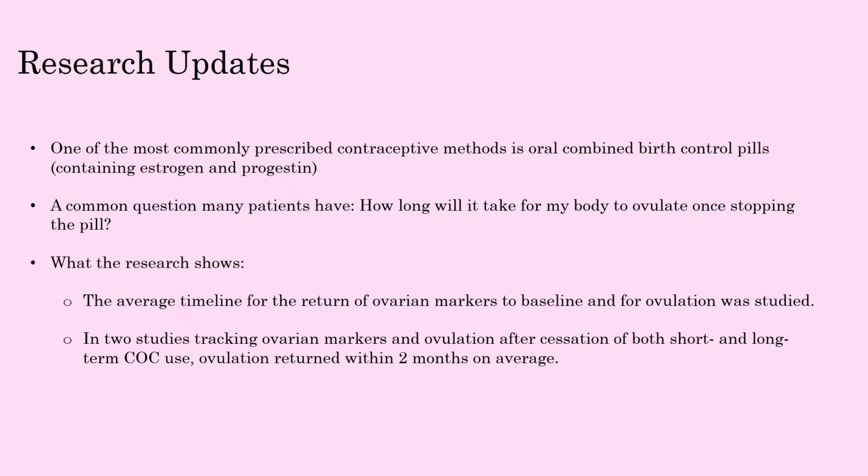So these studies show that even with long-term use of combined oral contraceptives, ovulation returns within 2 to 3 months on average. This is encouraging for patients who may want to become pregnant after stopping their contraceptive or who are concerned with long-term fertility.